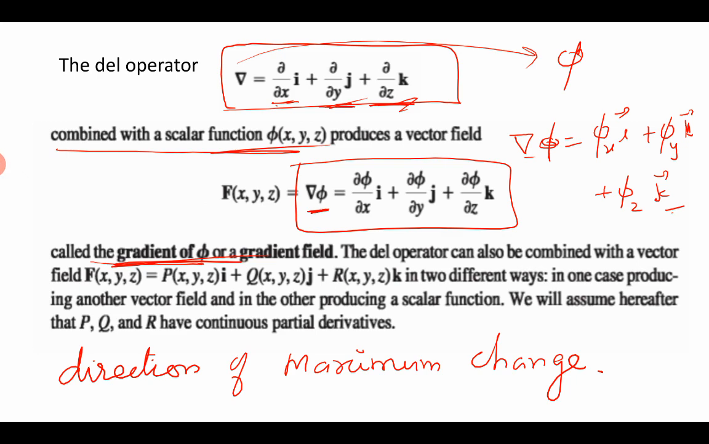So whenever you are asked to find gradient, use this formula. For a scalar function, find its partial derivative with respect to x, y, z. This is a function of 3 variables. If the function has two variables, one term should be cut, the k term should be cut. That's it. So differentiate the function with respect to x, y, z partially and use them as components of i, j, k. You will get the gradient. Direction of maximum change. Clear?